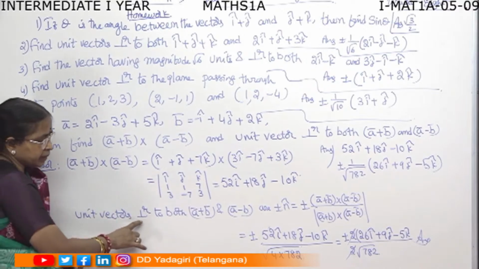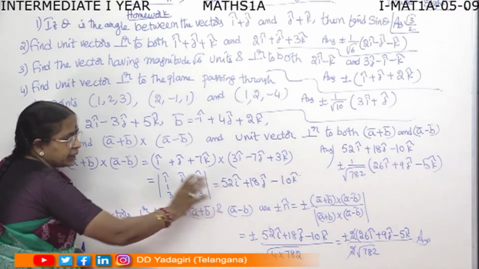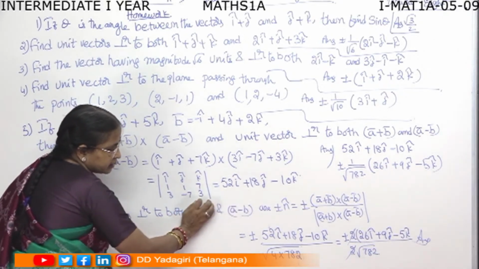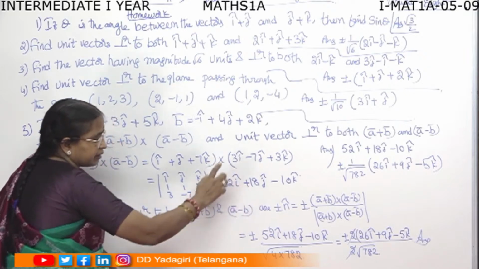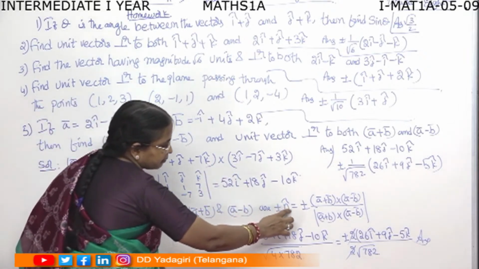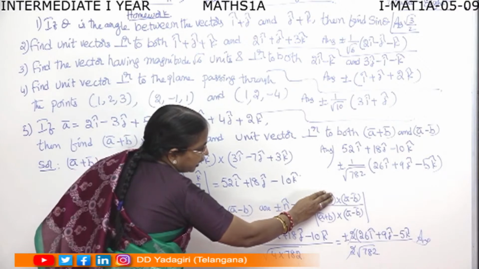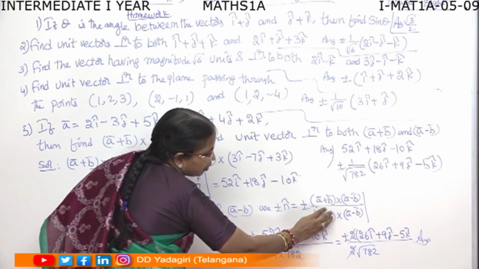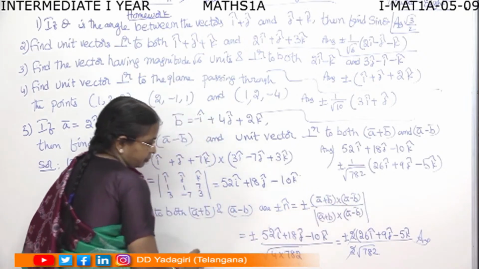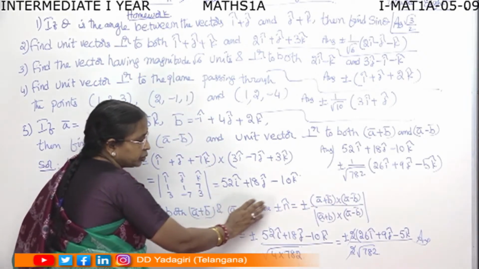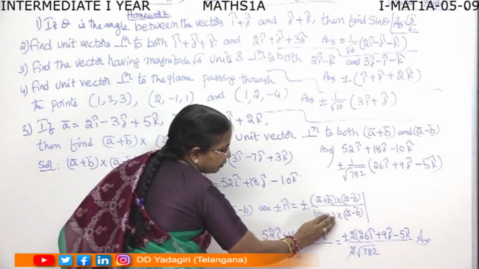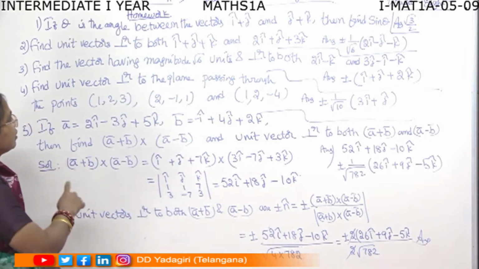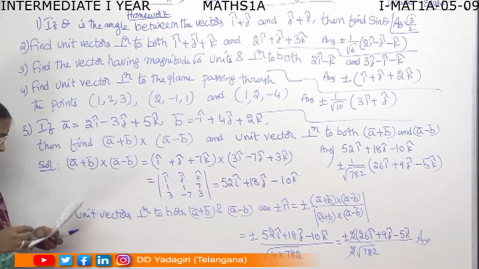Then the unit vectors perpendicular to both A plus B and A minus B. So these are like our A and B. This is like our A and this is like our B in the formula. So plus or minus n cap is equal to plus or minus A cross B by mod of A cross B. So substitute. If you take them as P and Q, then it becomes P cross Q by mod of P cross Q. Like that you simplify, you will get the answer. So these are all the problems of that type.